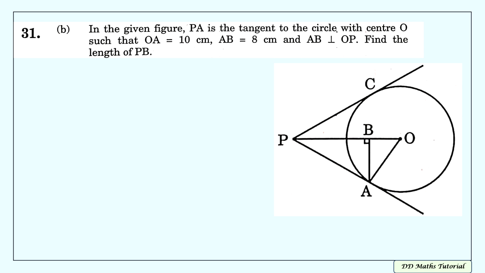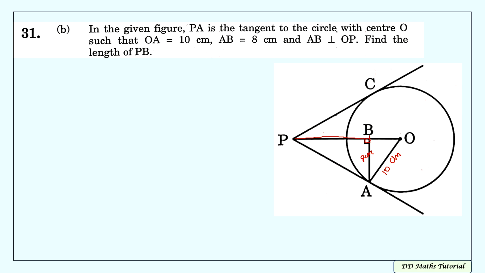So in the given figure, PA is a tangent to the circle with center O such that OA is equal to 10 centimeter. So let us note that OA is 10 centimeter and AB is equal to 8 centimeter. Now AB is perpendicular to OP, which is already mentioned in the diagram. Find the length of PB. We need to find what this length PB is.